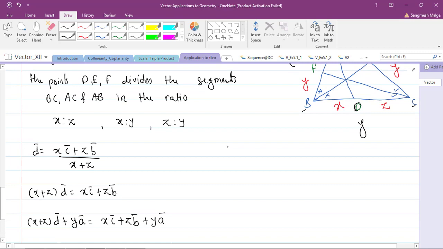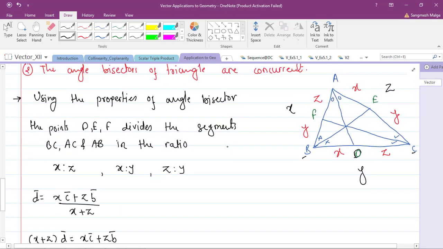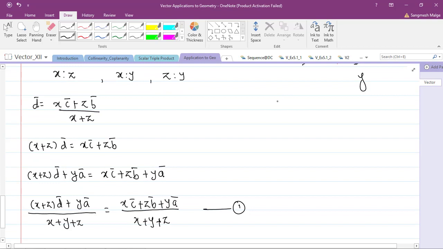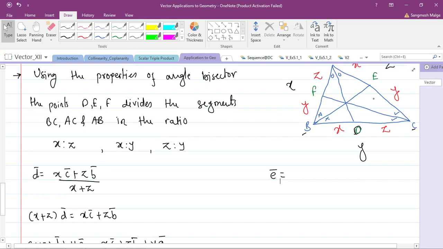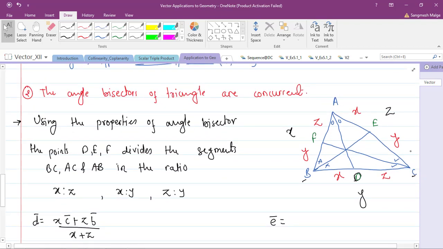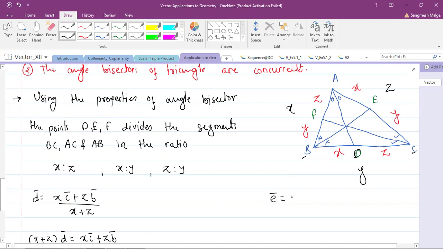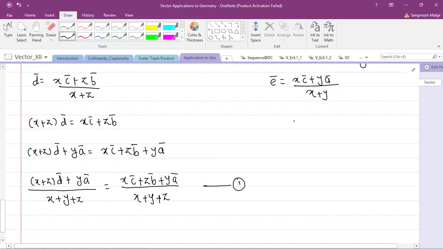Similarly, the next is point E bar. If I take E bar, what will you get? E bar is dividing the segment AC in the ratio of x is to y. So you will have x C bar plus y A bar upon x plus y. Okay, now let's simplify this in the same fashion as we did in the previous case. So we'll have x plus y into E bar equals x C bar plus y A bar.